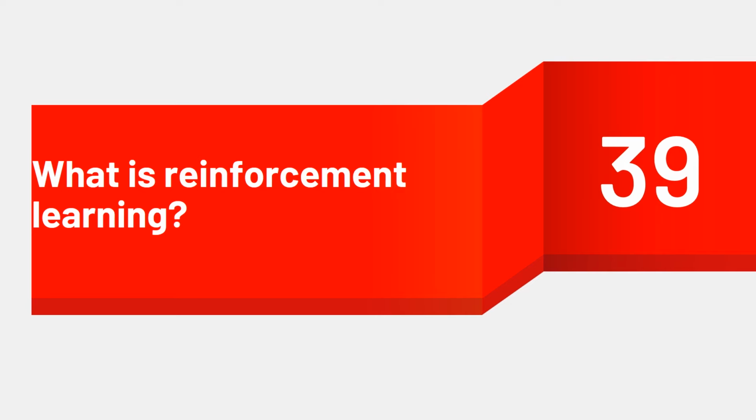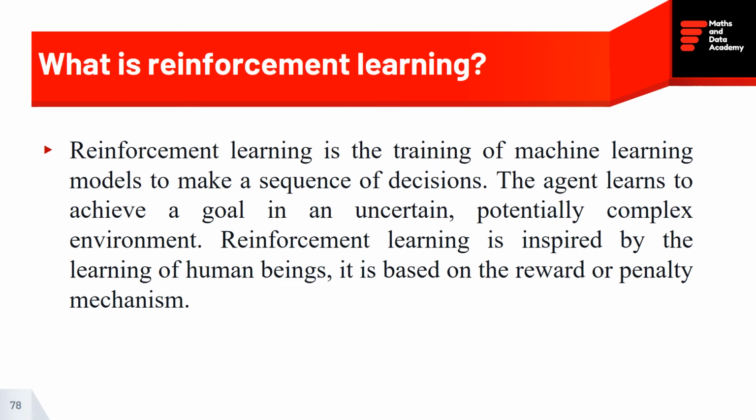What is reinforcement learning? Reinforcement learning is the training of machine learning models to make a sequence of decisions. The agent learns to achieve a goal in an uncertain, potentially complex environment. Reinforcement learning is inspired by the learning of human beings. It is based on the reward or penalty mechanism.